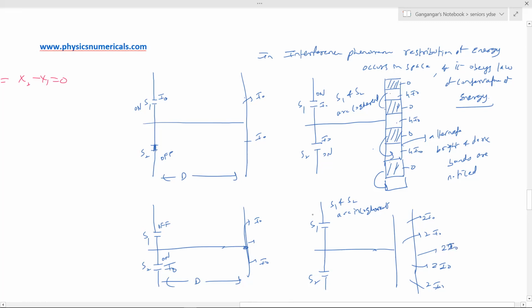Okay, got this idea now? So this is one basic thing that occurs in the YDSE setup. So why the alternate bright and dark bands? Because of the interference phenomena. At a bright band, constructive interference will occur. At a dark band, destructive interference. So what can we write here? Destructive interference. What about the bright band? Constructive interference. Got the idea?